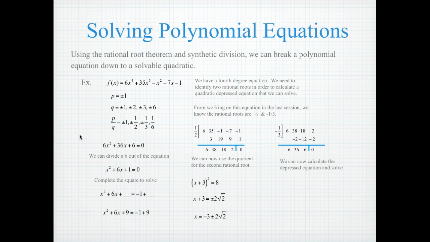So the solutions of this equation: I found 2 solutions using the rational root theorem and synthetic division, and they were 1/2 and -1/3. I then used the depressed equation and created a quadratic that I solved using completing the square, which produced the other 2 solutions, which are -3 plus or minus 2 root 2. So I had 4 real solutions, 2 rational solutions and 2 irrational solutions.